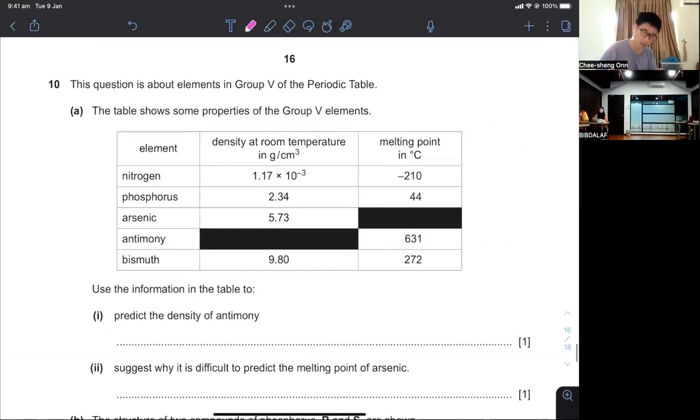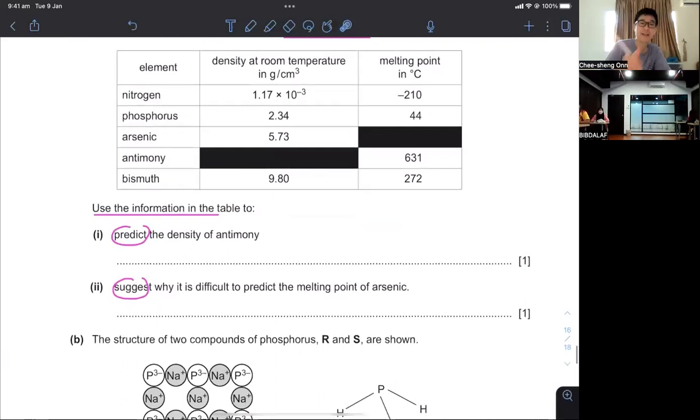All right, okay, so question 10. Now this is a table of some group 5 elements. Use information in the table. Now this is a predict and suggest. You are not expected to memorize this value. There is no way you can memorize this kind of thing, right? So what you do is you use the information given. Now it's only 1 mark. They are not meant to trick you for like 10 minutes. No, you're supposed to be able to get it in 1 minute.